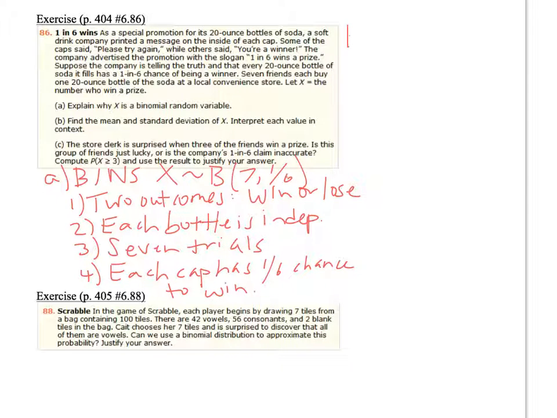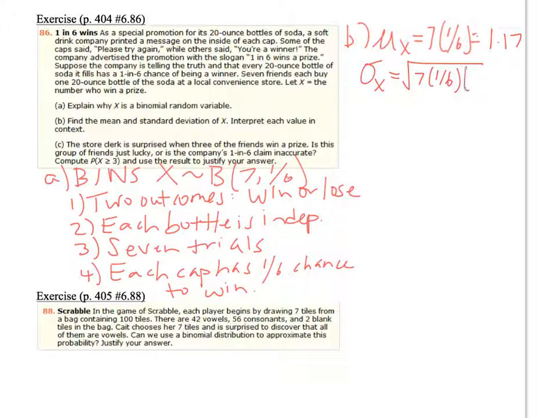Part B, let's find the mean and standard deviation of X. So mu is n times p, 7 times 1/6. Let's calculate that. That's 1.17. Sigma is the square root of n times p times 1 minus p. If there's a 1/6 chance of success, there's a 5/6 chance of failure. Let's calculate that. Okay, I got 0.986 for that.